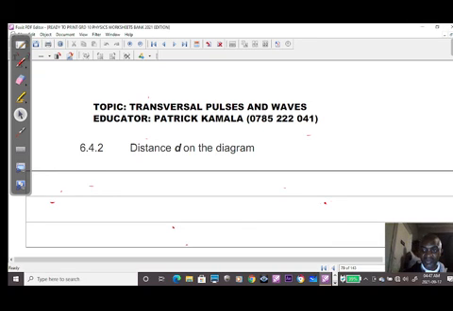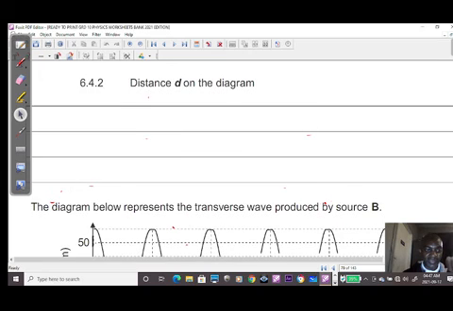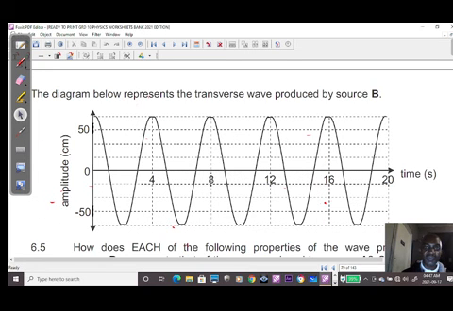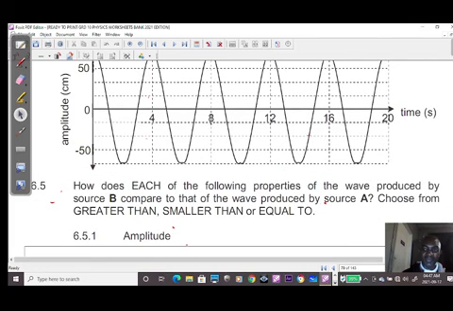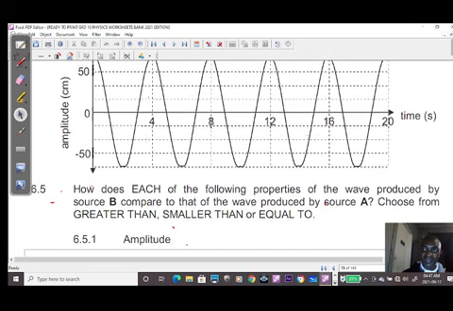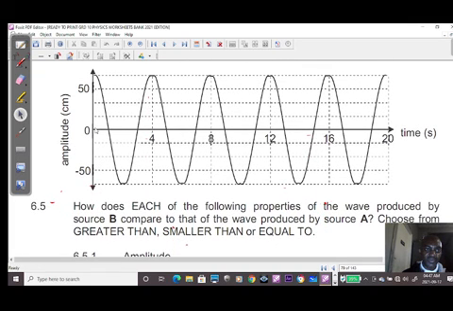Let's check it out. Another question says the diagram below represents the transverse wave produced by source B. Now the other one was source A, so this is now source B here. The question says, how does each of the following properties of the wave produced by source B compare to that of the wave produced by source A? Choose from greater than, smaller than, or equal to. Now they want amplitude. So what's my amplitude for this wave now? I can see it from 0 to more than 50. The other one was 50, right? So it's going to be greater than.